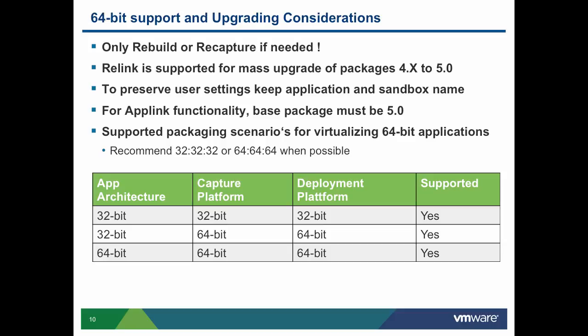If you have packages that are linked using AppLink, we recommend that the base package should be upgraded to 5.0 first. Now in the table below, what we've provided is basically a way to explain the supported environments. With the introduction of support for 64-bit applications, a table is helpful. So here are the supported packaging environments. We recommend doing pure environments of 32, 32, 32, or 64, 64, 64. What I mean there is the first number indicates the bitness of the application. The second and third numbers indicate the capture platform and the deployment platform.